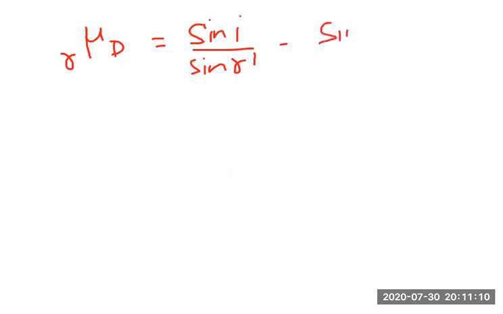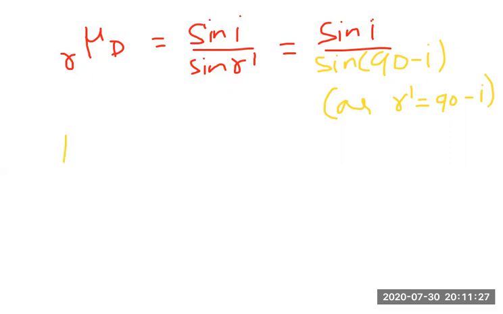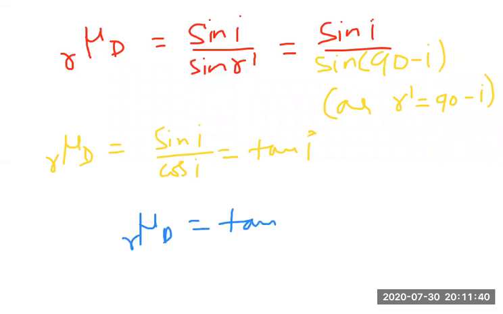So I can also write sin I by sin R dash, and what is R dash? Yes, 90 minus I. As R dash is equal to 90 minus I, now I can write mu d with respect to R is equal to sin I by cos I. Sin I by cos I is nothing but tan I. So the formula I got here is mu d with respect to R is tan I.